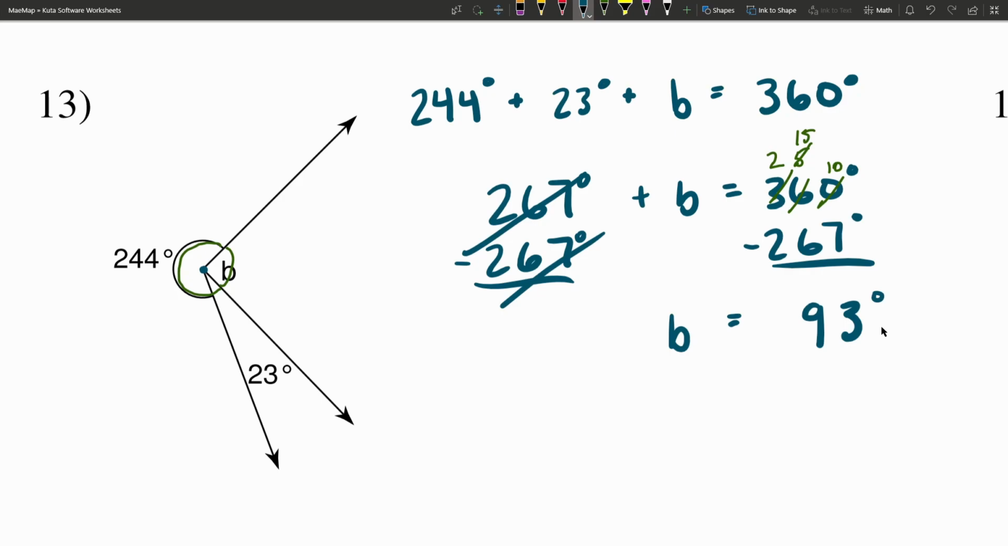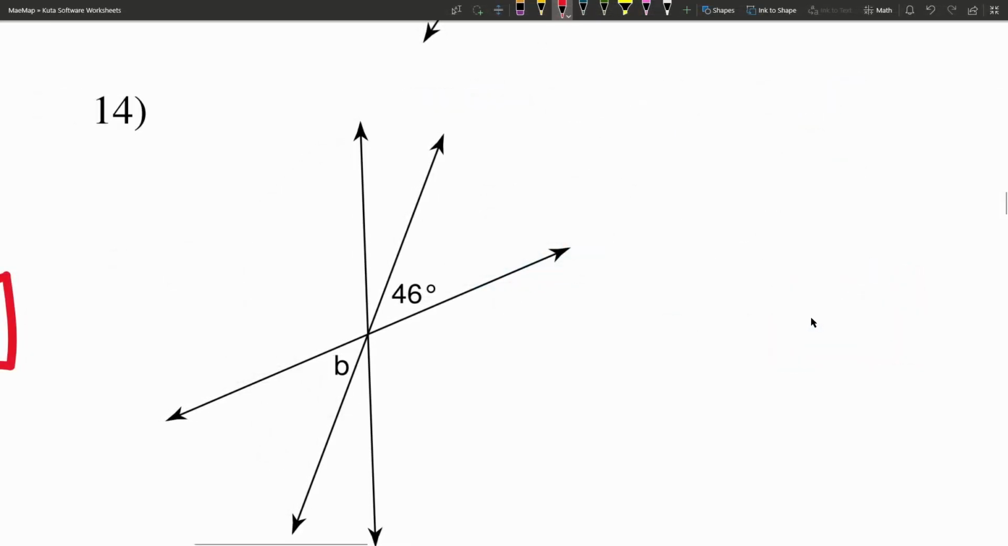So 93 degrees is our angle B. Moving on to number 14, we can see our vertex here. Angle B and the angle of 46 degrees are vertical angles. They're opposite one another and they don't share a similar side. So angle B is equal to the measure of angle 46 degrees. So B is equal to 46 degrees.